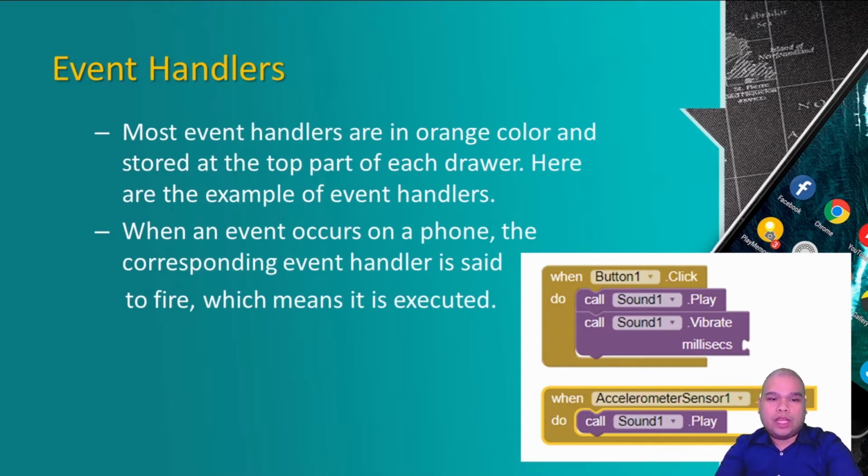Here are some examples of event handlers. In this image, we have when Button1 is clicked. The second one is when AccelerometerSensor1 is shaking. Basically, these event handlers are like triggers: when the user performs these events, a block of code will be executed. When an event occurs on a phone, the corresponding event handler is set to fire, which means it is executed.